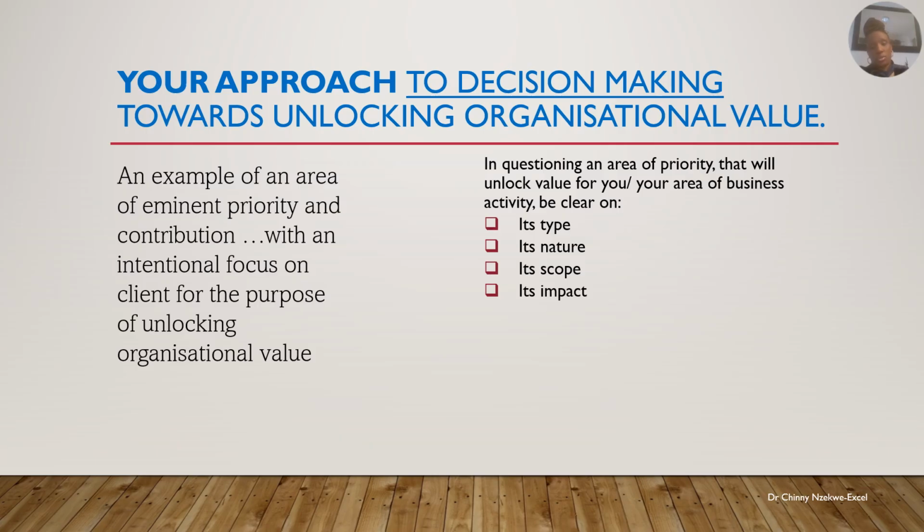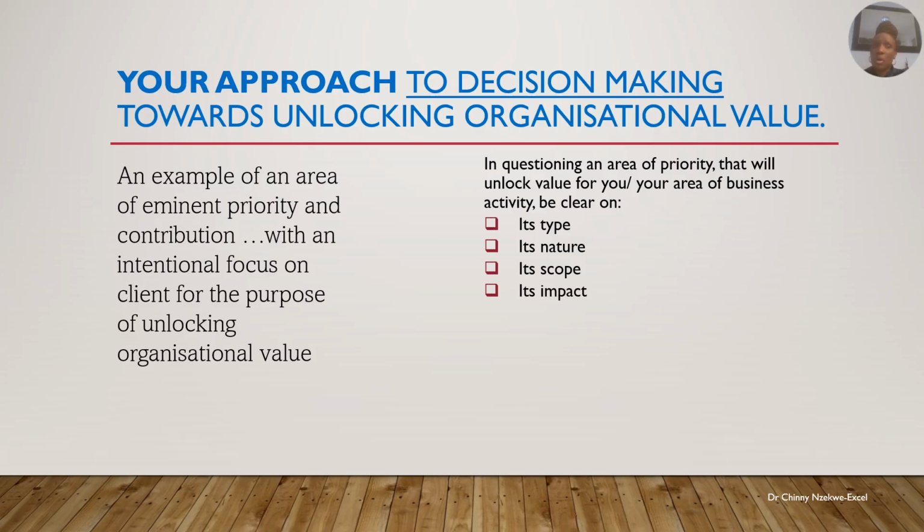But just before the example shows up, on the right hand side, I've got some things you may ask yourself as a business leader, as a management executive, within that area of priority that you have identified, that eminent priority area, that area of contribution, that area you feel will definitely unlock value for my business. So you're questioning, what is the nature of that area of identification? What is the scope of it? How big would it be in terms of who it would involve?